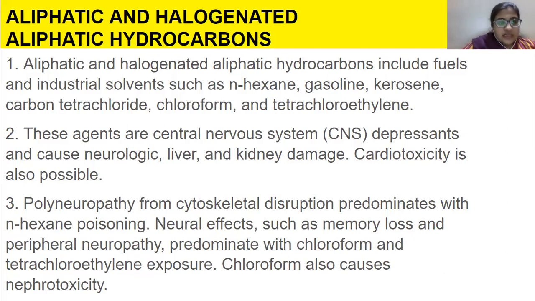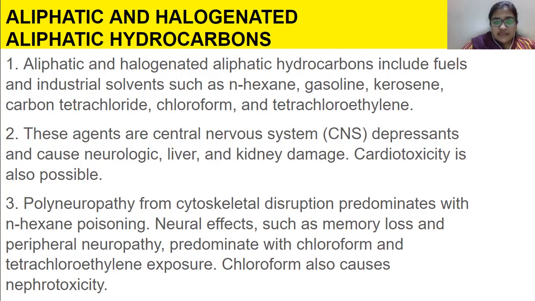Then we have polyneuropathy. Polyneuropathy means that the nerves are damaged at the several ends of the body. It's towards the periphery basically, and not in the central part, which is the brain and the spinal cord. So when we talk about polyneuropathy here, we are talking about peripheral neuropathy. Polyneuropathy from cytoskeletal disruption predominates with N-hexane poisoning.